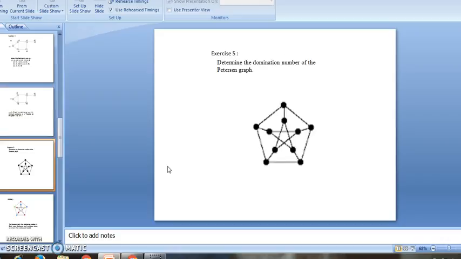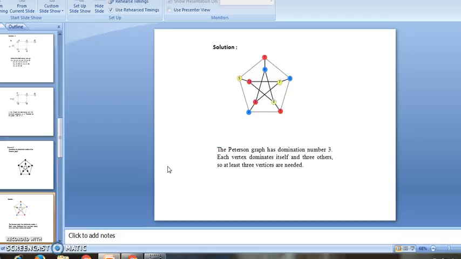Now, if you try to determine the domination number of the Petersen graph, the Petersen graph has domination number 3. Each vertex dominates itself and 3 others. So at least 3 vertices are needed. Therefore, gamma of this Petersen graph is 3. The yellow vertices show the minimal dominating set.